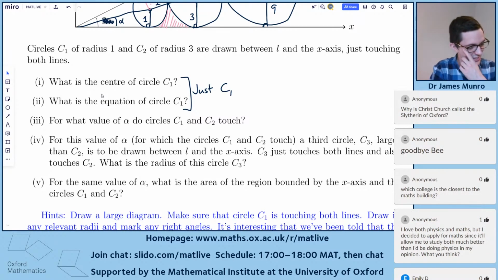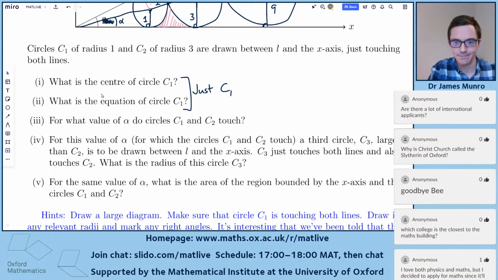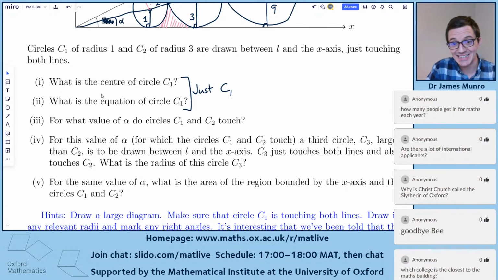Do we get a lot of international applicants? We do get a lot of international applicants. Yeah, quite a few. And we take about 180 maths students each year. About 180. It's quite a few. It's not a huge number though. We know numbers, we're maths people. 180. Quite a big number, but not a huge number.